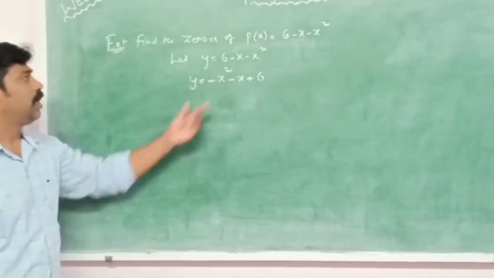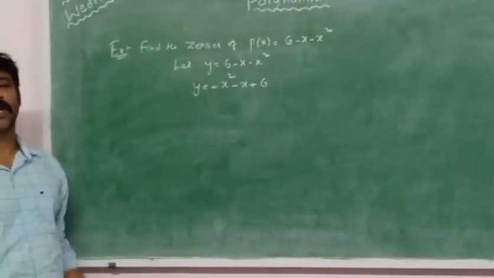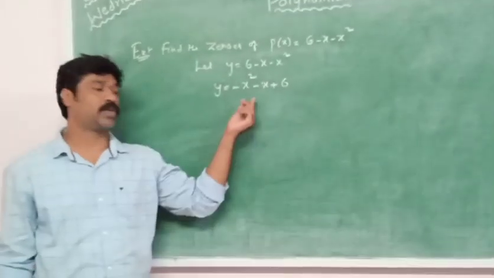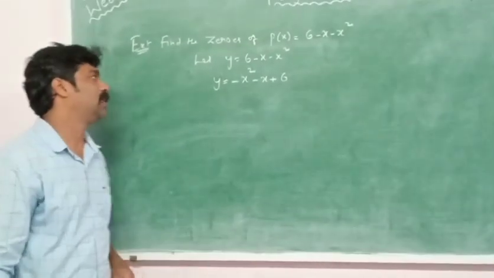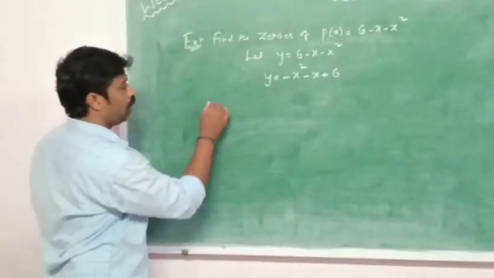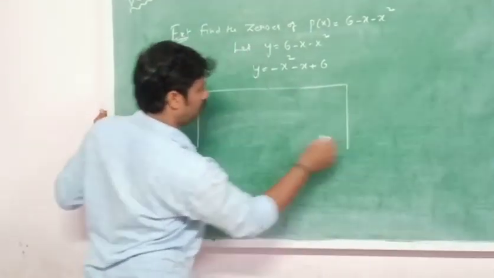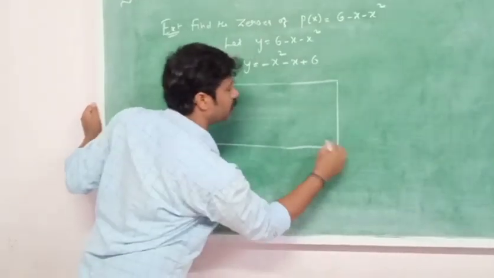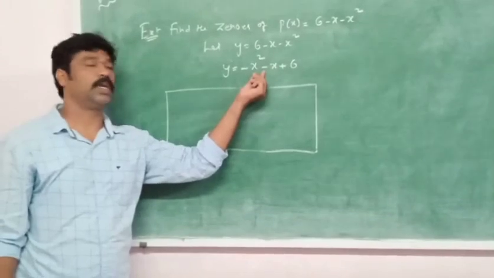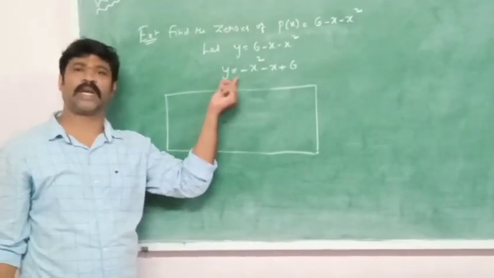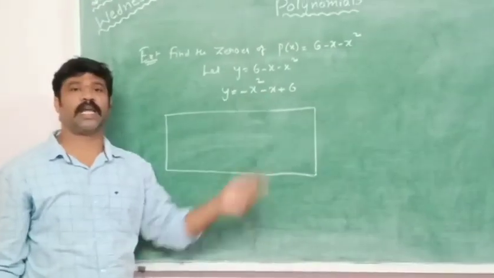To find the zeros of this polynomial, first we have to know the coordinates, that is the x coordinate and y coordinate. To get that, we have to take a table, and we have to substitute the x values, and then we will get the y values. We can take any x value, any real number.